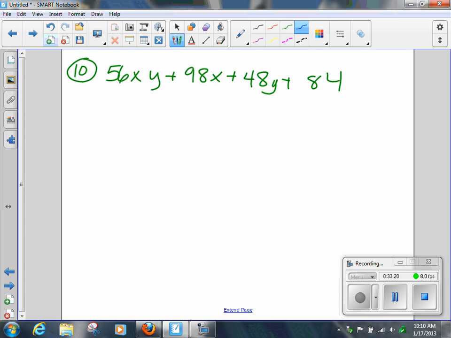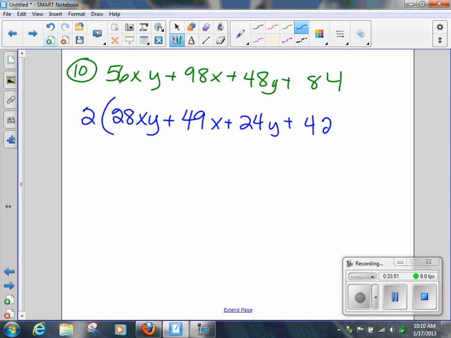First thing, look at this. Is there a GCF that will come out of 56, 98, 48, 84? At least I know a 2 can, right? But if you keep thinking, it's 2. It is a 2. All right, so 2 times what's 56? 28 plus 49 plus 24 plus 42. Does that look right? To multiply everything correctly?